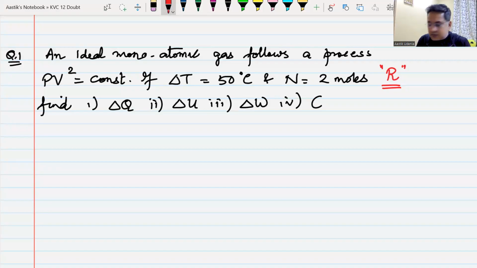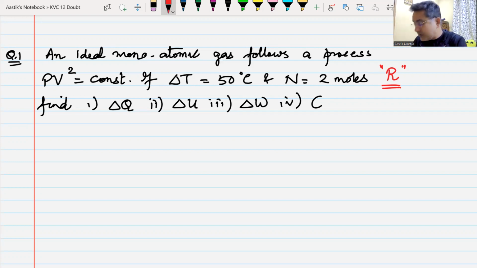Give me the answer. Delta U is equal to 150 R. Okay. Delta W is equal to minus 100 R. Delta Q is equal to 50 R. And the value of C is R by 2.